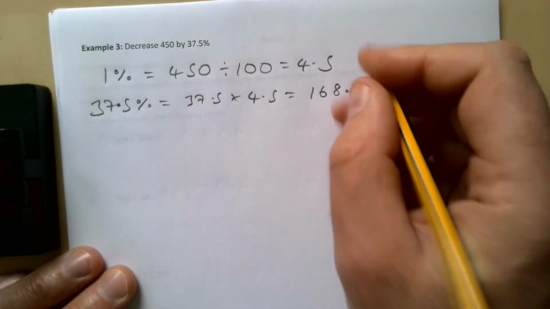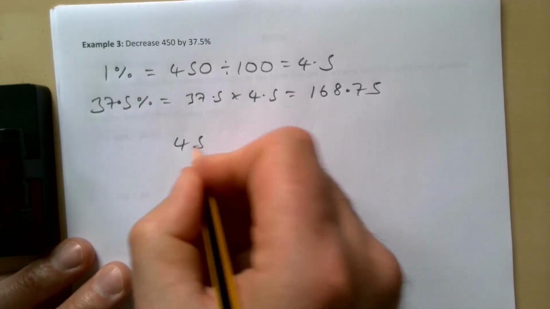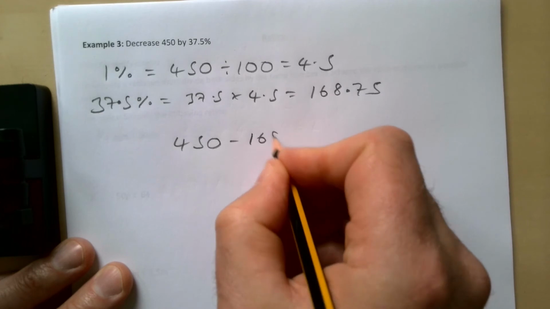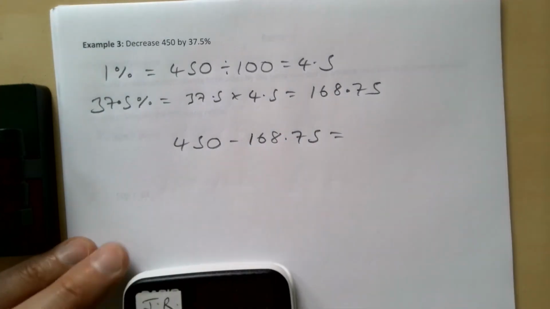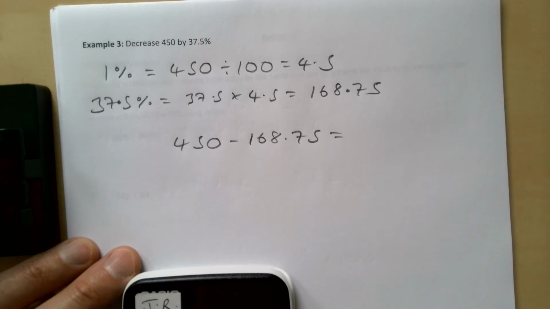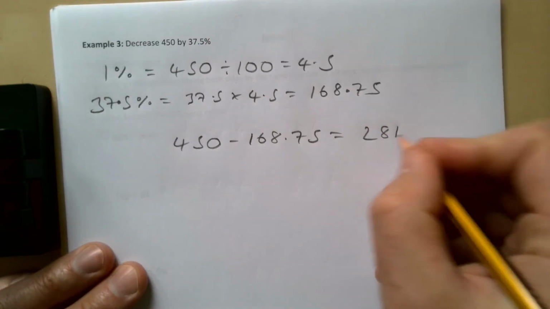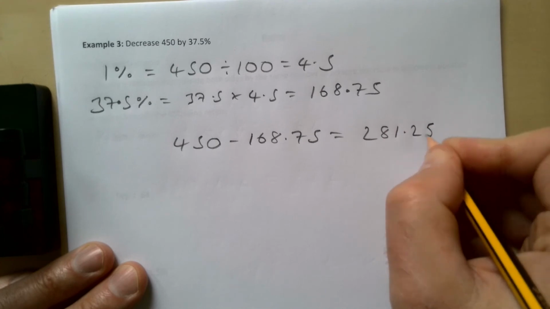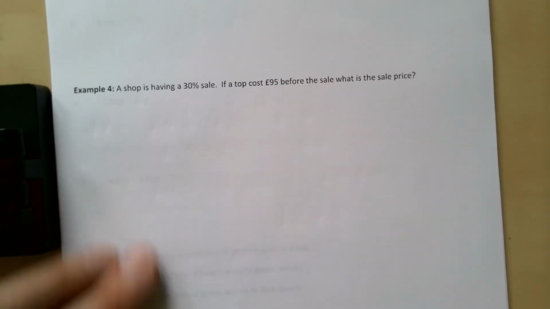Of course, remember to read the question here. It's decrease this time, so we're going to go 450 take away 168.75. And that gives me 281.25. There's no mention of money, so 281.25.